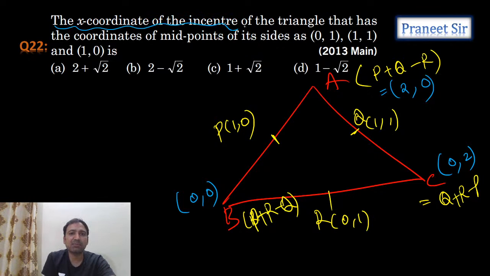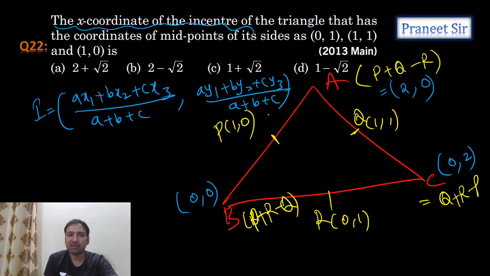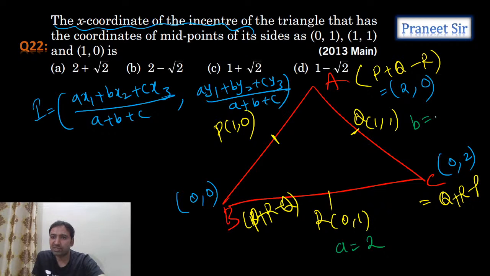But what is the formula to calculate the incenter, guys? Incenter is (ax1 plus bx2 plus cx3) by (a plus b plus c), comma, (ay1 plus by2 plus cy3) by (a plus b plus c). This is the formula, right? But we need only the x coordinate, so let's calculate it. Here, what is a, guys? a is the distance between B and C. a is equal to 2, and b is equal to 2 root 2, and c is equal to how much, guys?